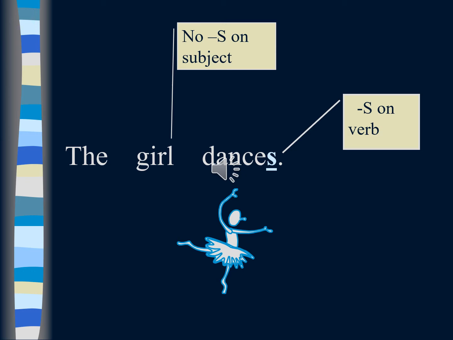But look at girl. Girl has no S, therefore the verb has an S. And on the very next slide, you're going to see that in reverse order. You're going to see girl with an S, and then you'll notice that the S has been taken away from dance.